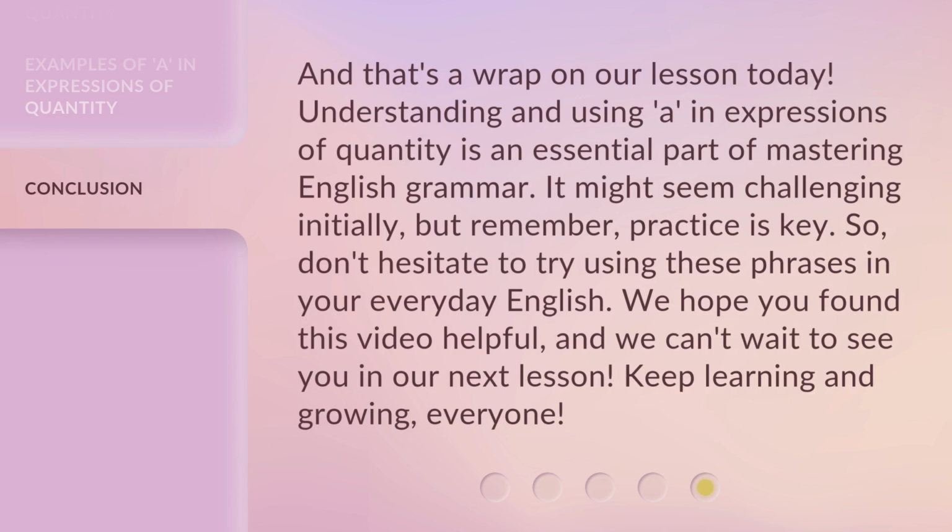And that's a wrap on our lesson today. Understanding and using "a" in expressions of quantity is an essential part of mastering English grammar. It might seem challenging initially, but remember, practice is key. So, don't hesitate to try using these phrases in your everyday English.